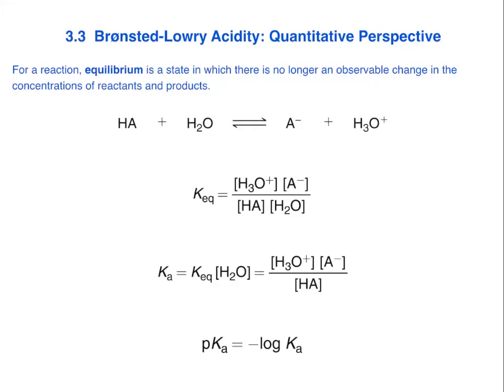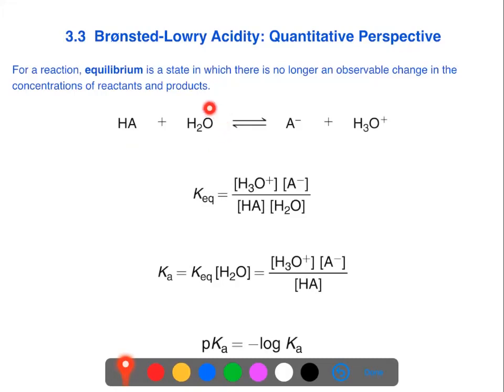And that value comes about by examining the equilibrium that exists between the reactant states, that is, our generic acid in the presence of our base water, and the product states, which shown here is the counter ion or the conjugate base of that original acid, and the hydronium ion, which is the conjugate acid of the original base.